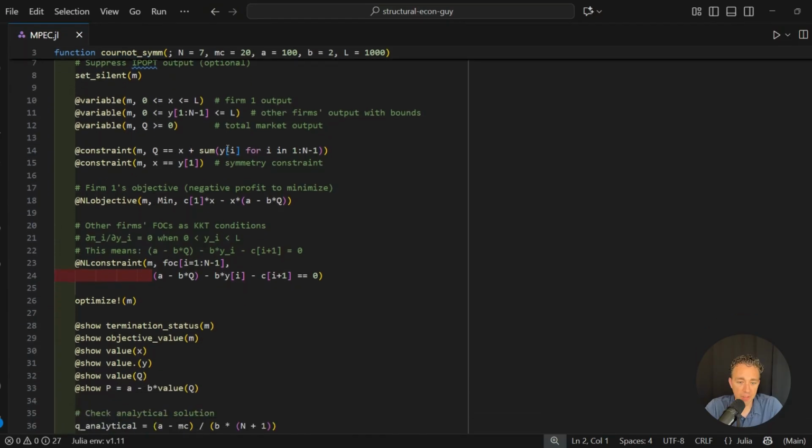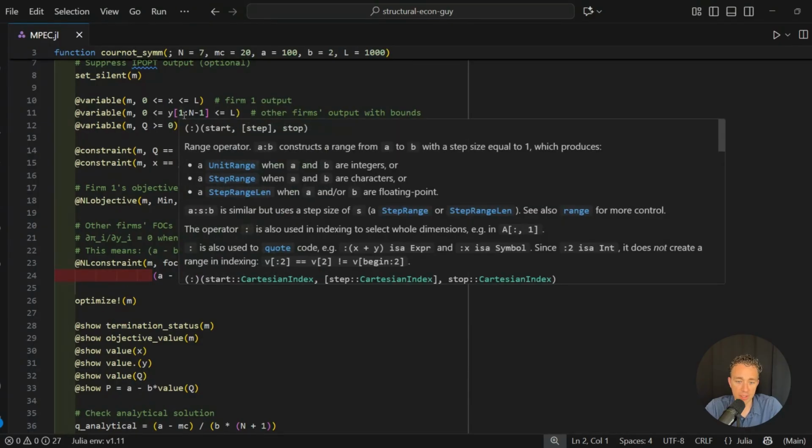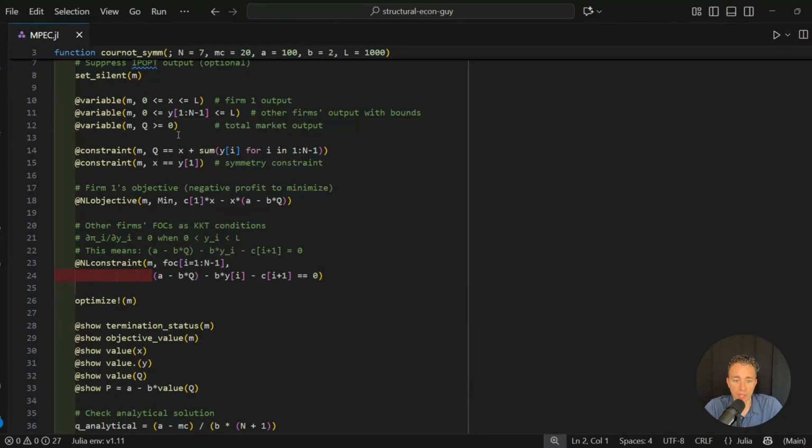And then I just specify firm 1's output as a variable, and then the other firms' outputs as other variables. And then we do have to choose an equilibrium where everybody chooses a non-negative quantity. So we have to have those constraints. We also have to have the constraint that the market supply is equal to the sum of each firm's supplies, and a constraint that the quantity chosen by each firm is symmetric.